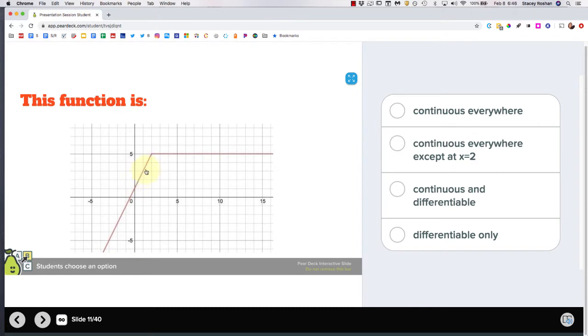Now this function, what do you know about it? Is it continuous everywhere? Yes, because I can draw it the whole time without picking up my pencil. So it is continuous everywhere. Continuous everywhere except at x equals 2. No, it was continuous everywhere. Is it continuous and differentiable? It fails differentiability at 2. That's what it fails, because there is a corner right there, or a cusp. So it is not differentiable. The derivative does not exist at x equals 2. Continuous everywhere is my answer in this one.